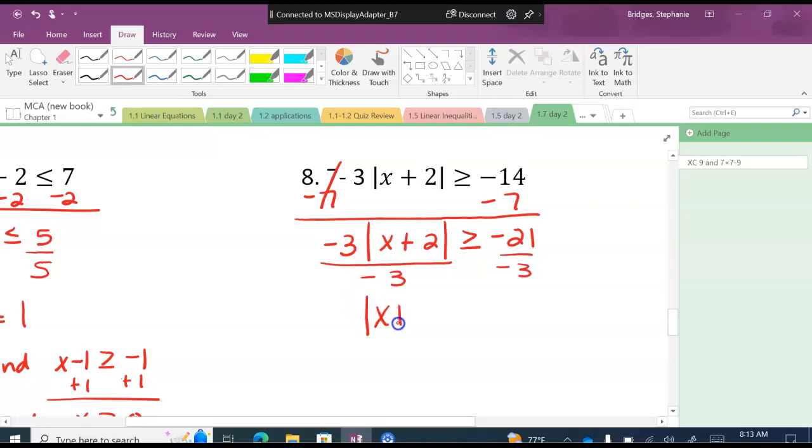So it is the absolute value of x plus 2. But it is no longer greater than or equal. It is now less than or equal to 7. Okay, so this is why it's important not to distribute a number in front of an absolute value bar, especially with inequalities. Go ahead and finish it.